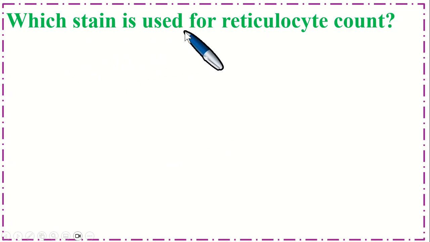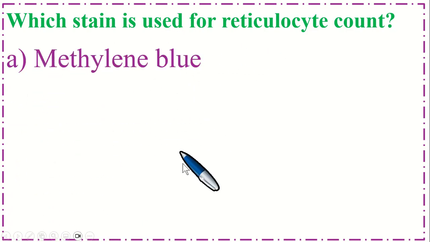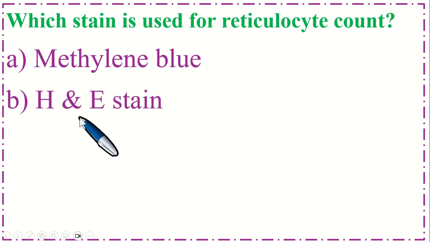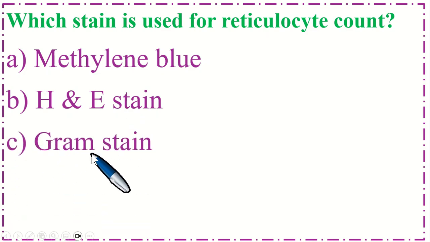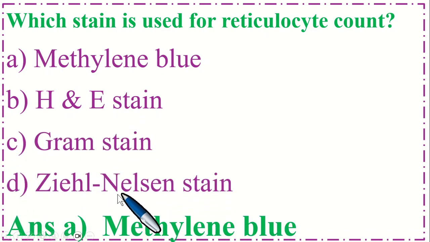Which stain is used for reticulocyte count? Option A, methylene blue. Option B, H and E stain, hematoxylin and eosin stain. Option C, Gram stain. And option D, Ziehl-Neelsen stain. So the correct option is A, methylene blue.